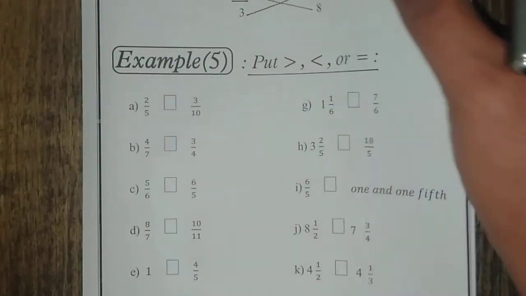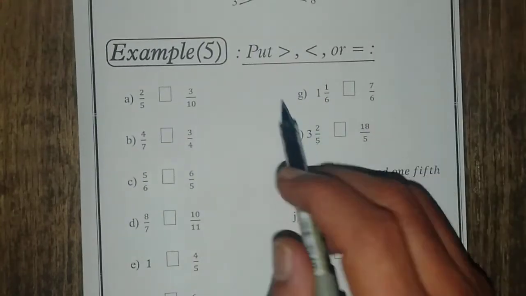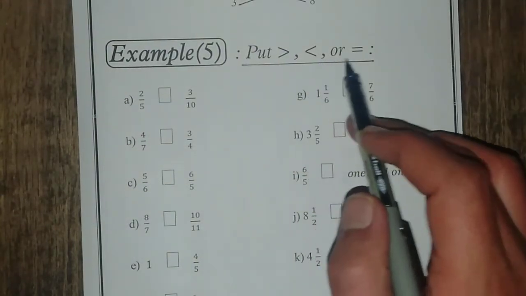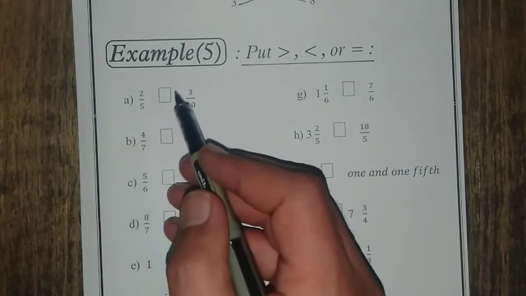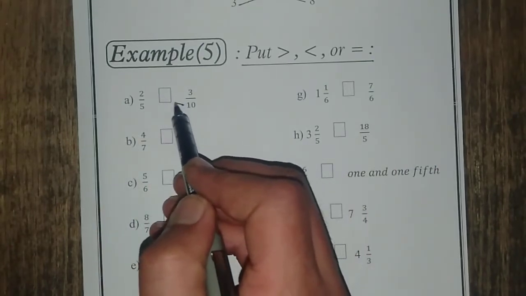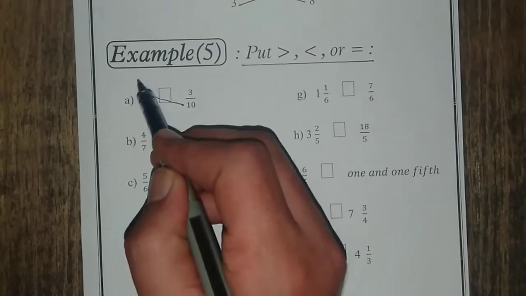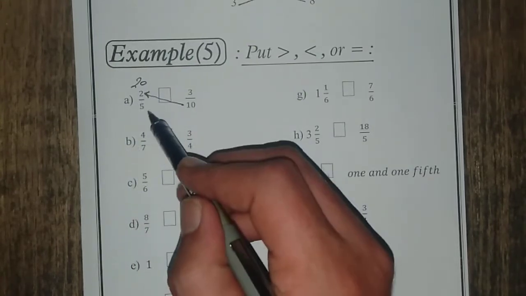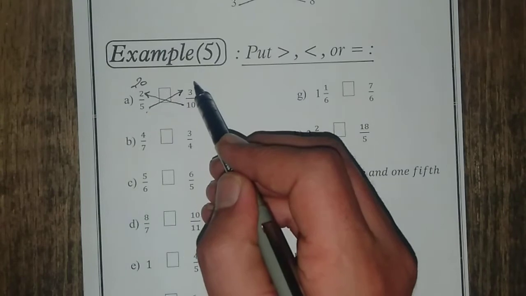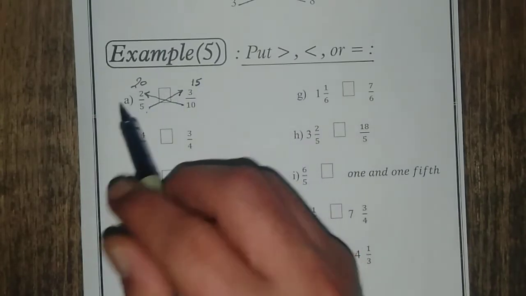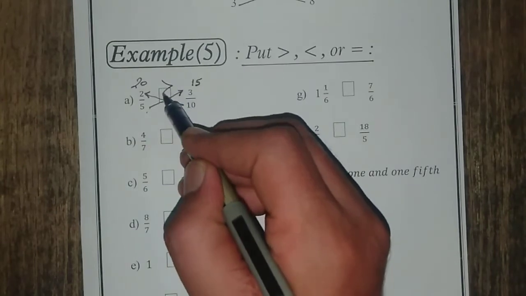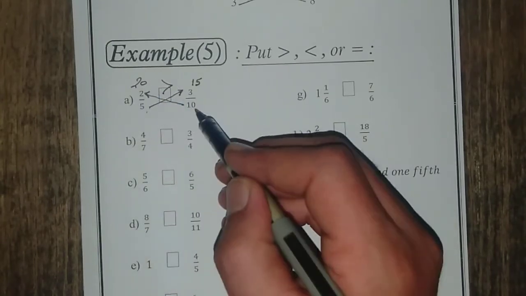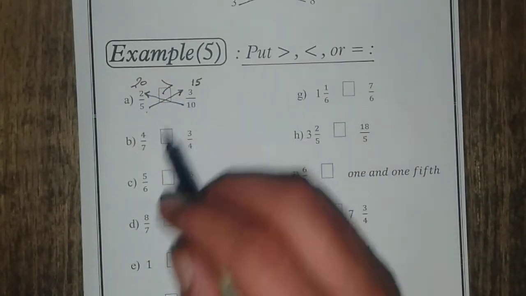Example number 5. Put greater, smaller or equal: 2 over 5 and 3 over 10. We will use cross multiplication: 10 by 2 equals 20 and 5 by 3 equals 15. 20 is greater than 15, so 2 over 5 is greater than 3 over 10.